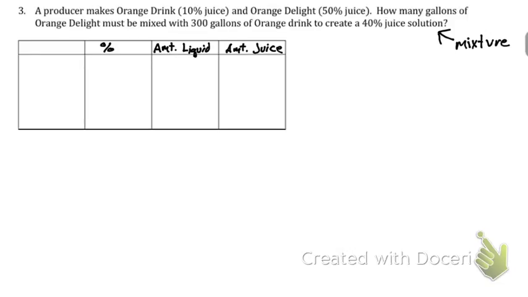And now obviously we have that orange drink. We'll call it drink. We also have that orange delight. And since we're mixing, there must be a mix. Some kind of mix. It's kind of like our totals column like we did just before.